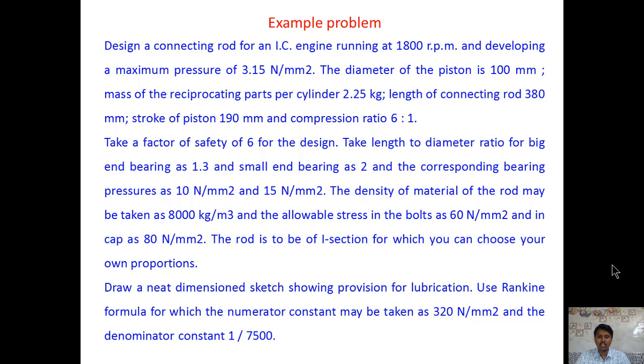The rod is to be of I section, for which you can choose your own proportions. Draw a neat dimensioned sketch showing provision for lubrication. Use the Rankine formula, for which the numerator constant may be taken as 320 Newton per mm square and the denominator constant as 1 by 7500, that is sigma c is 320 Newton per mm square and a is 1 by 7500.